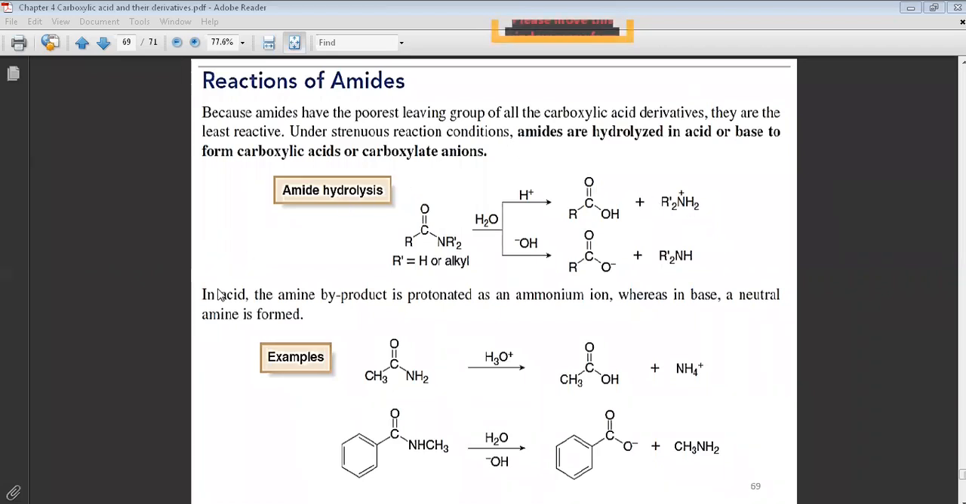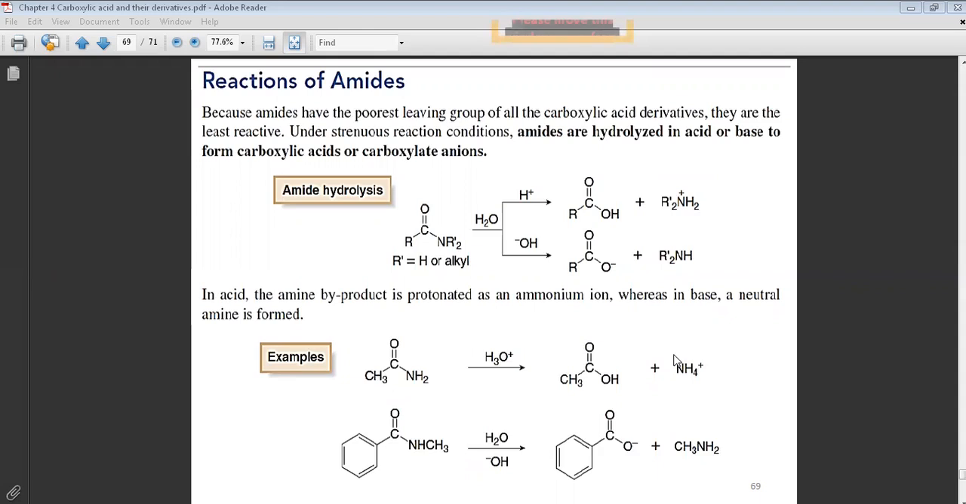Of course, in acid, the amine byproduct is protonated as ammonium. Yes, if you use the acid, the amine will be protonated as ammonium ion, whereas in the base, a neutral amine will be formed. Okay, it will be formed. That means if you have acid here, your amine will be protonated to give you this salt.